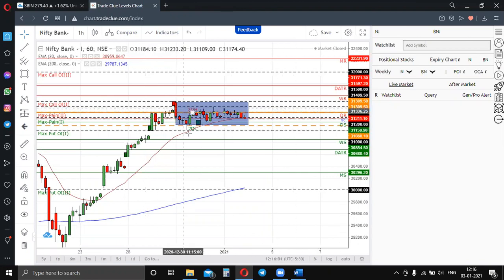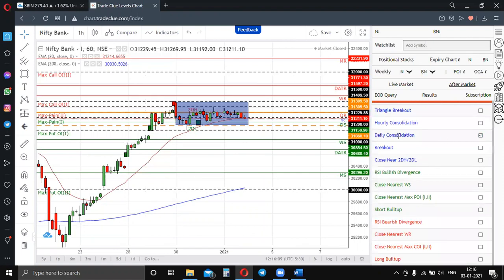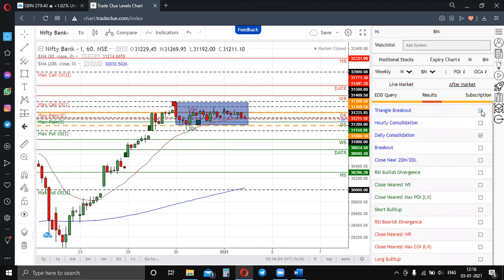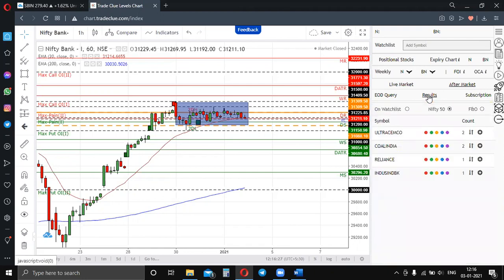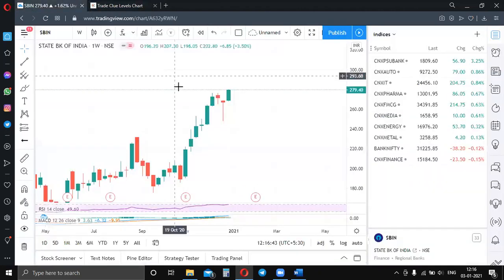Now I'll show you this concept, what exactly consolidation means. If you go in aftermarket and go to daily consolidation, let's check the results. There are stocks which are going through a very good consolidation. Moreover, I'll select one more query, which is triangle breakout. I'll get one or two more stocks in that zone. What do you mean by triangle? What do you mean by consolidation? Let's understand this logic first. Okay, let's go to a plain chart. I'll show you this.